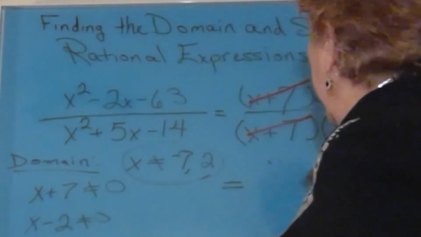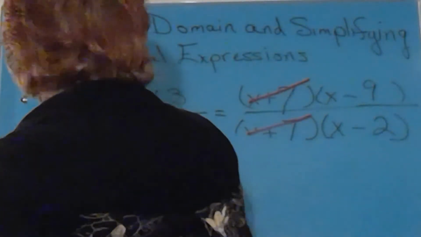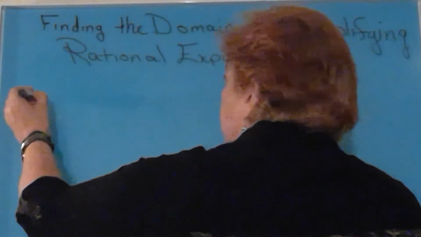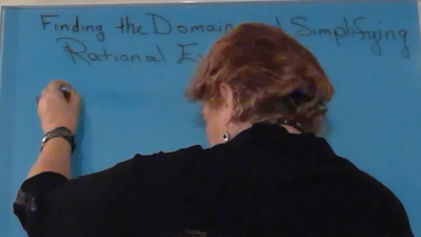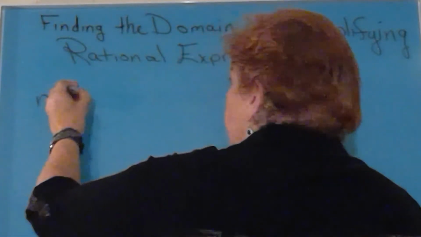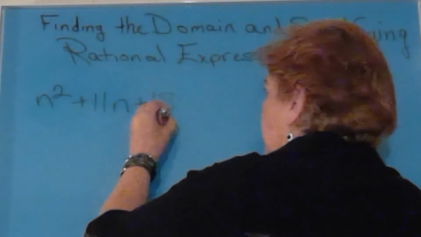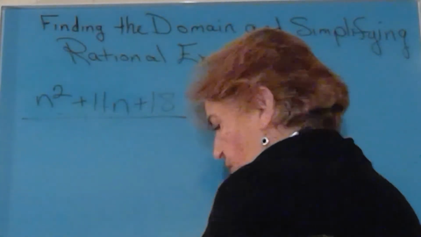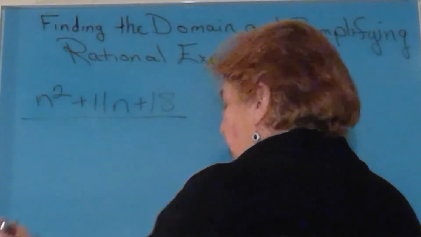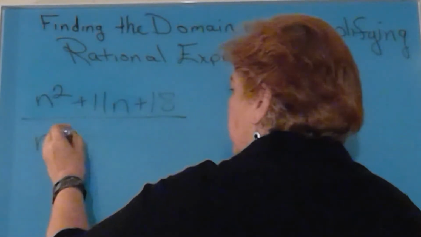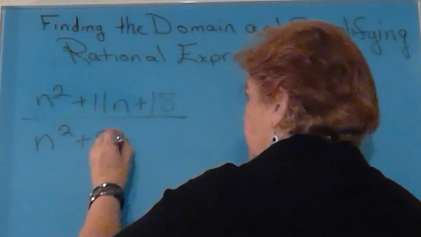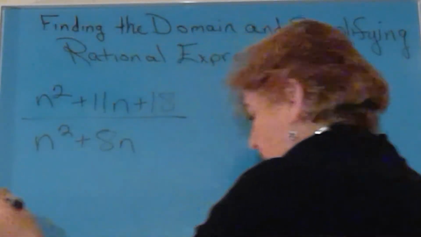Okay, let's look at another example. n squared plus 11n plus 18 over n squared plus 8n minus 9.